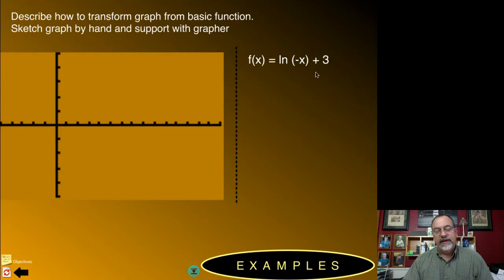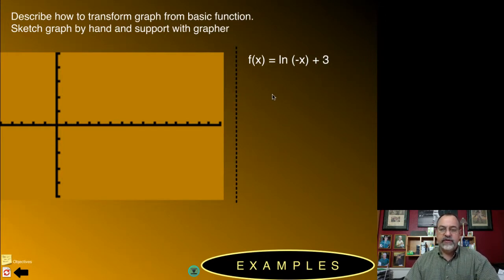We have the natural log of negative x plus 3. And it's always a good idea to take a look at what the transformations are before you actually start doing them. In other words, this negative x means that the graph is going to be reflected over the y-axis. All of the x values are being taken the opposite, so the positive x values are now going to be negative. So a negative sign in front of the x reflects it over the y-axis. This number outside, you remember, is a shift up 3.